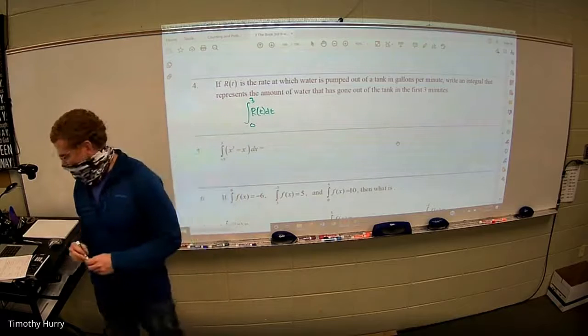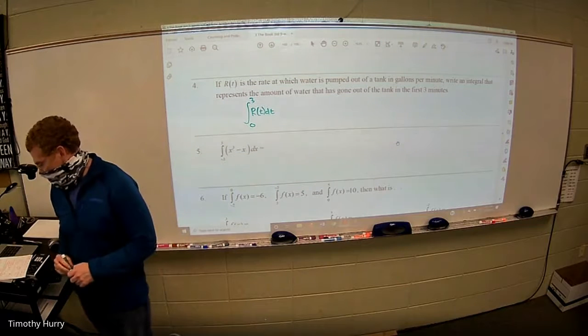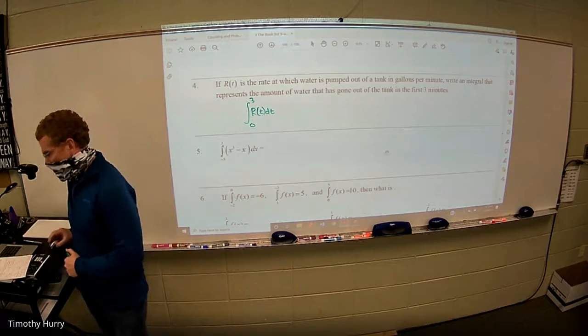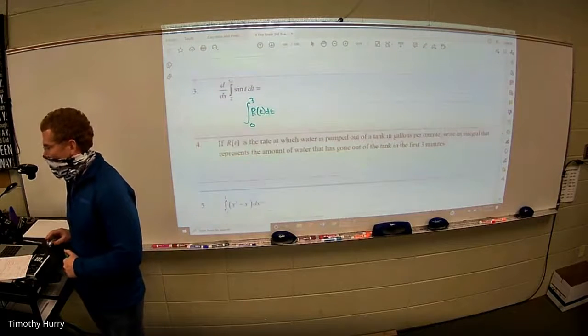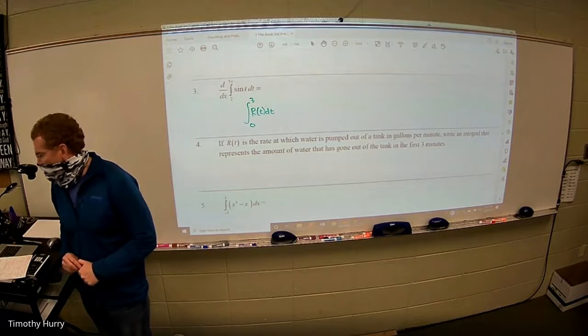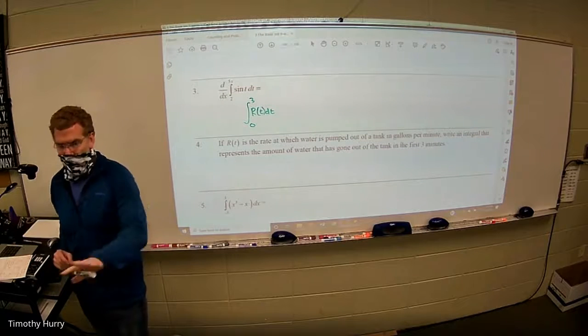Y'all seeing it? How would you evaluate number 3? Number 3? It's the second fundamental theorem, right? Well, I know how to write it, but it says write it and then evaluate it. That was for number 2. Oh. Sorry. Number 3 is just here. Yeah.